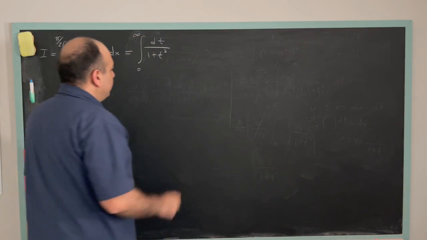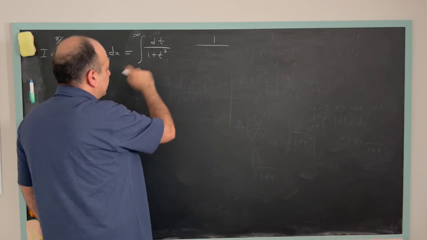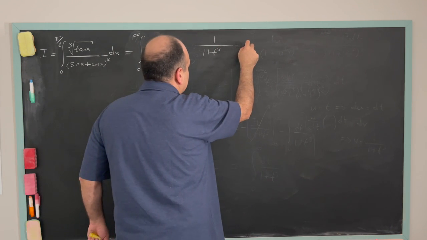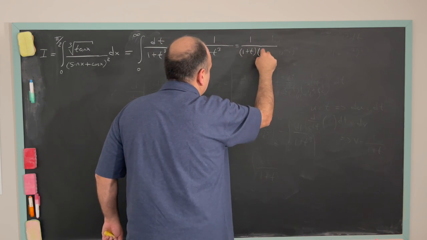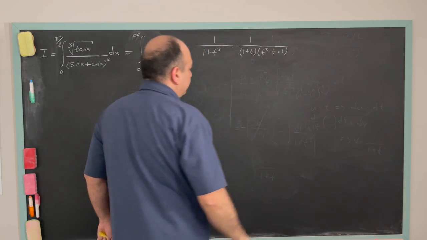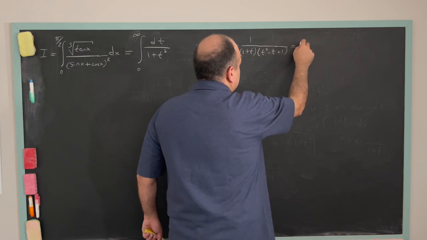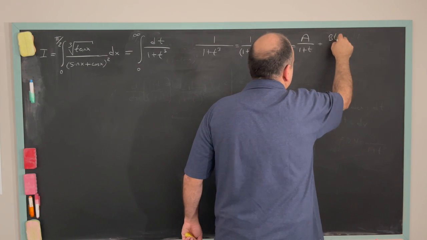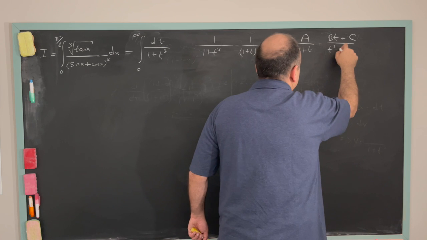Okay, so before we move on, I will try to figure out what this 1 over 1 plus t cubed is. So 1 plus t cubed is equal to 1 plus t times t squared minus t plus 1. So we will use partial fraction decomposition. So this is equal to a over 1 plus t plus bt plus c over t squared minus t plus 1.